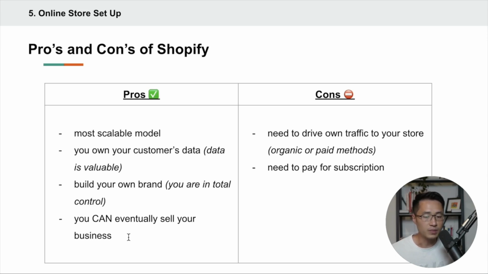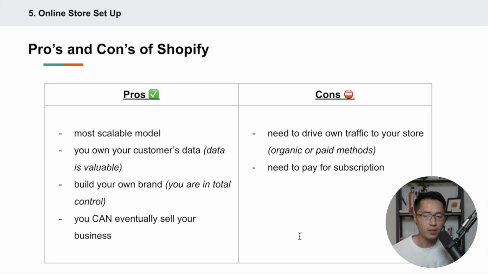So let's say if you spend a couple years building up a business and eventually you want to sell it, you are able to do that. So now let's look at the cons of Shopify. So a big con typically is that you need to drive your own traffic to your store, either with organic or paid methods. And the other con is that you need to pay for the subscription. So in order to sell on Shopify, you would need to always maintain a subscription. So those are the cons for Shopify.